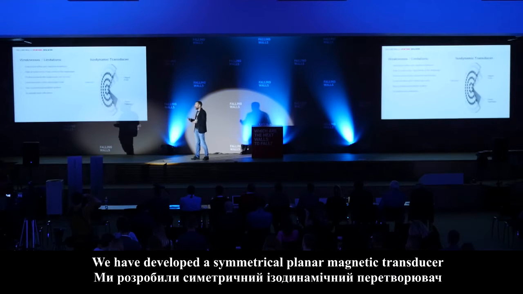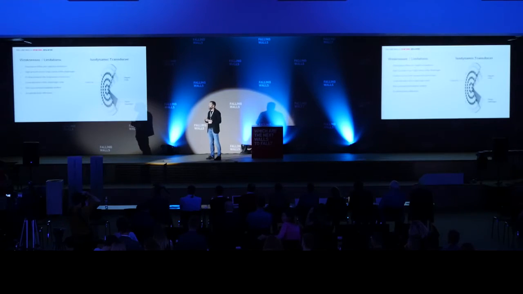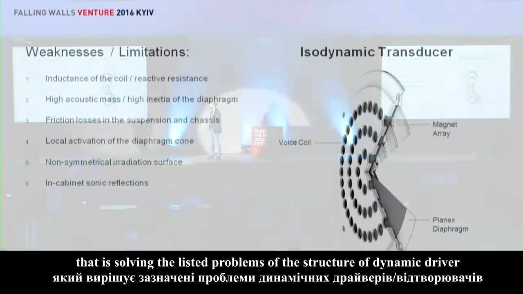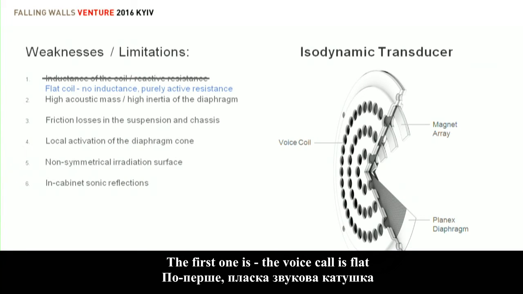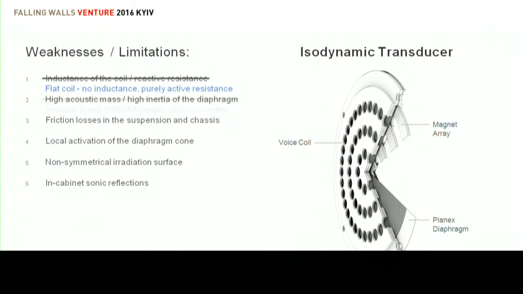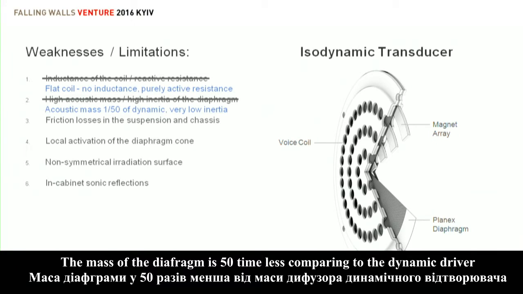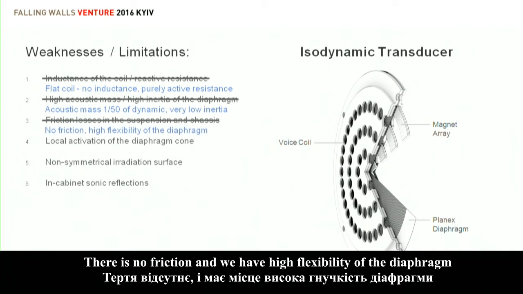We have developed a symmetrical planar magnetic transducer that is solving the listed problems of the structure of the dynamic driver. The first one is the voice coil is flat, so it has no inductance, and the resistance is purely active. The mass of the diaphragm is 50 times less compared to the dynamic driver, resulting in very low inertia. There is no friction, and we have high flexibility of the diaphragm.